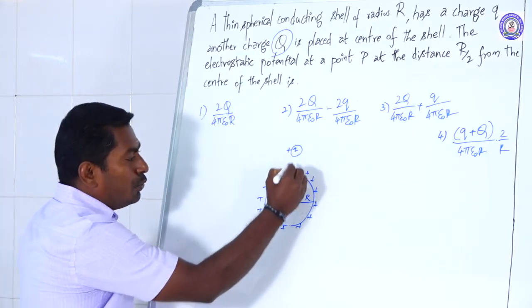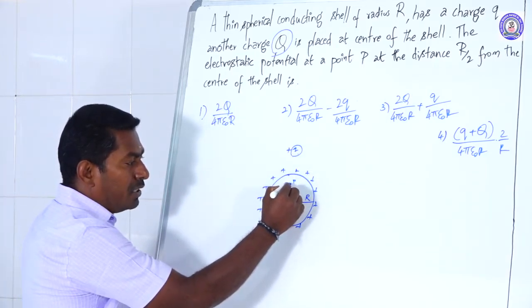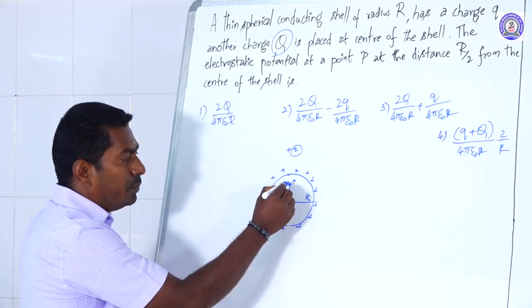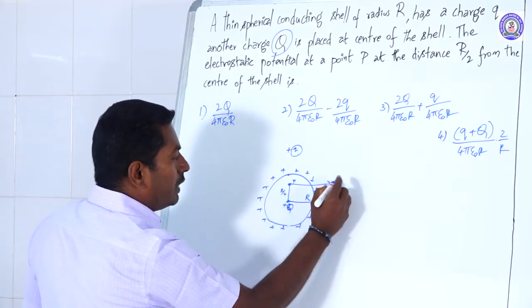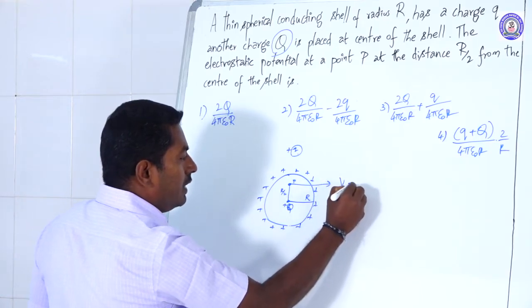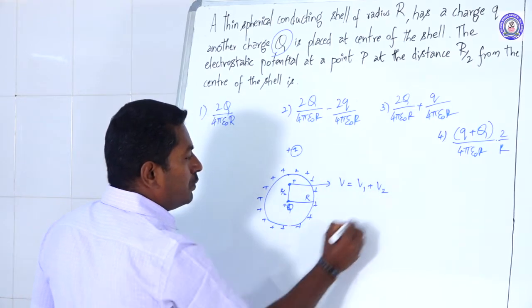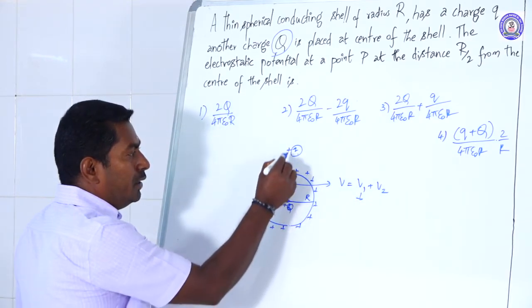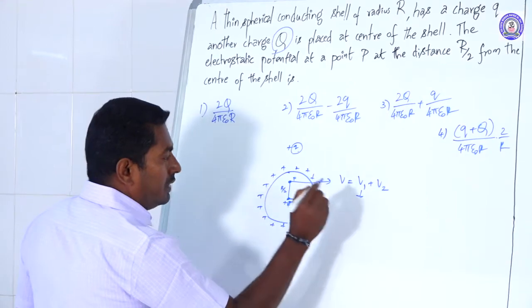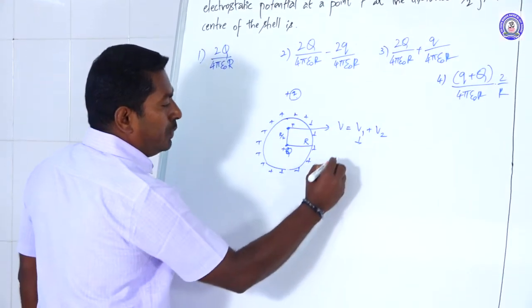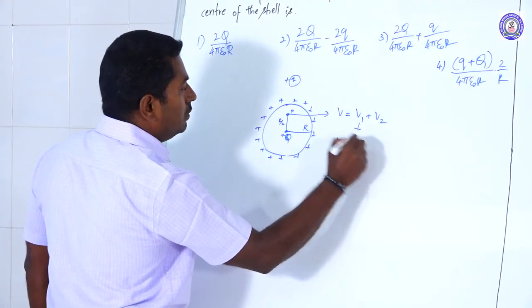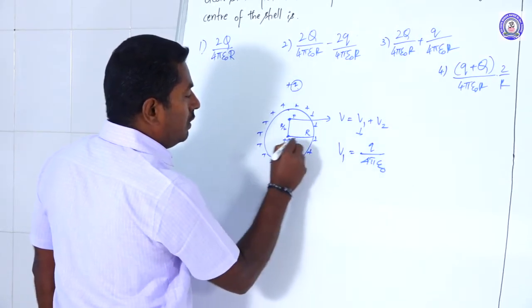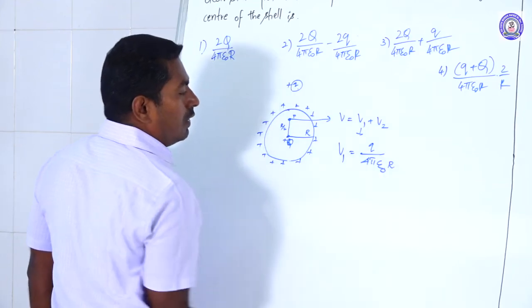So here, Q charge produces electric potential at point P, and capital Q charge also produces electric potential at point P. Then the resultant electric potential at point P is equal to V1 plus V2. First, we are going to calculate the electric potential at point P due to Q charge. It is the same as the electric potential of the sphere, V1 is equal to Q divided by 4 pi epsilon naught and radius of the spherical shell R.